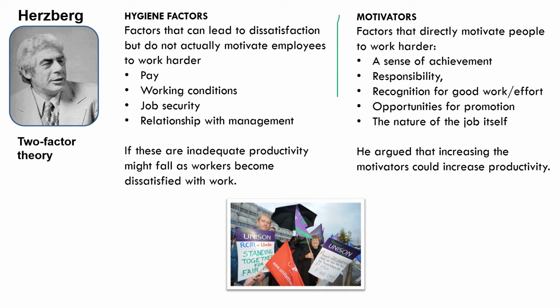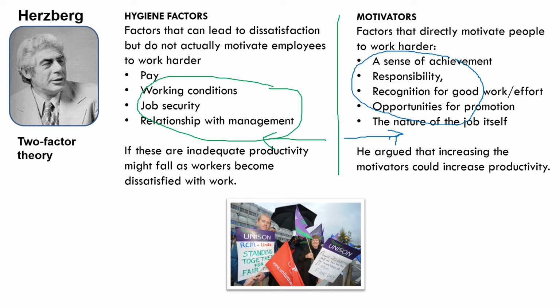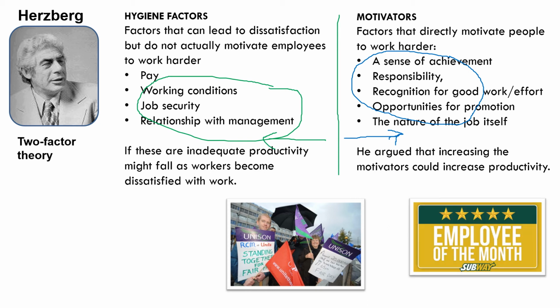So really he split it into two camps. On the left-hand side, if these are not there, the hygiene factors, then workers will be dissatisfied and productivity might fall. On the right-hand side, if we really want to increase productivity rather than prevent it from falling, we need to identify these motivating factors and design the job to include some of these.